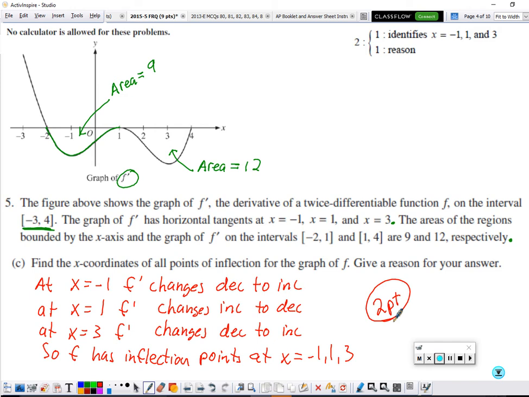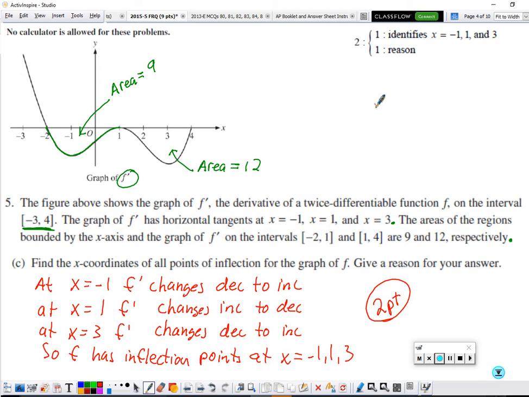Please, Abby. So I did the F prime changing, increasing, decreasing, or decreasing, increasing, and then I got those points. That would be okay. Yeah, you would. What I ended up doing is I just kind of read the graph and wrote as I read. If you said something like, I'll read it back to you: at x equal -1, 1, and 3, F prime changes decreasing to increasing or increasing to decreasing. Therefore, F has inflection points. That would be fine.